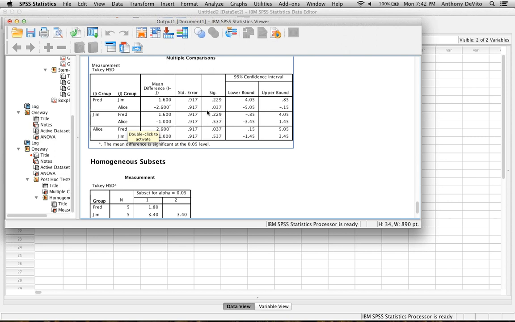So the only pairs of means for these populations that we can say are different are Fred and Alice. You may notice that SPSS does this a lot. It repeats the test again, Alice and Fred and Jim, Alice and Jim, and so on. We already know that Fred and Alice is 0.037. If we see it as Alice and Fred, it's just a repeat of the same test and gives you the same result.